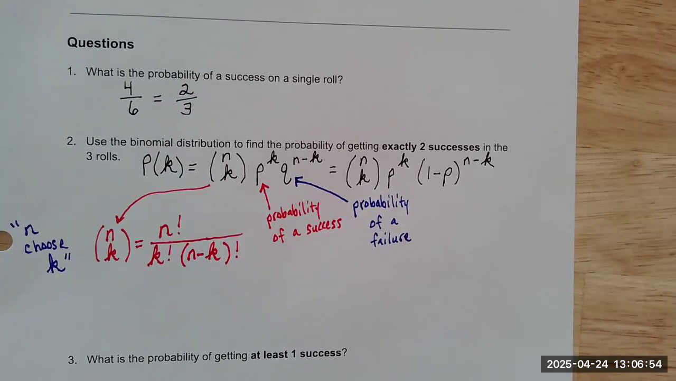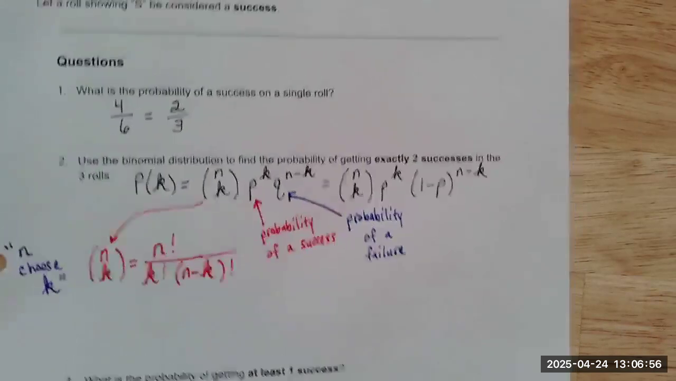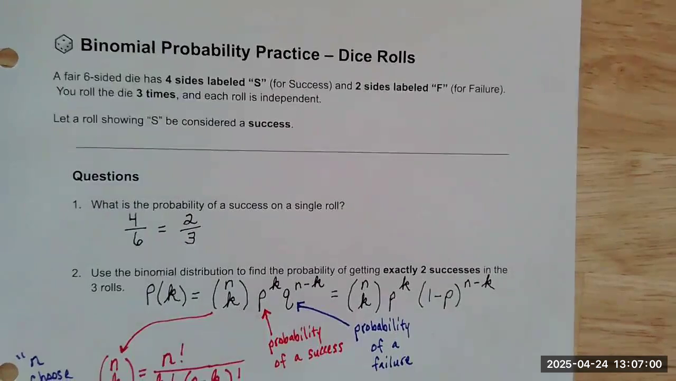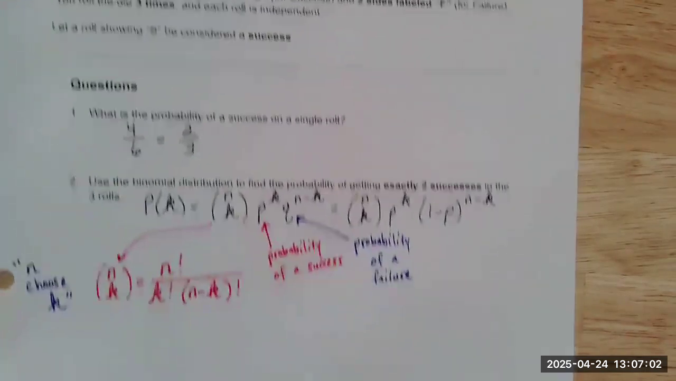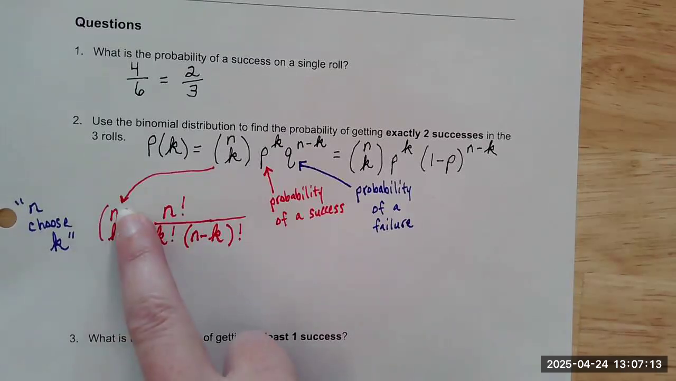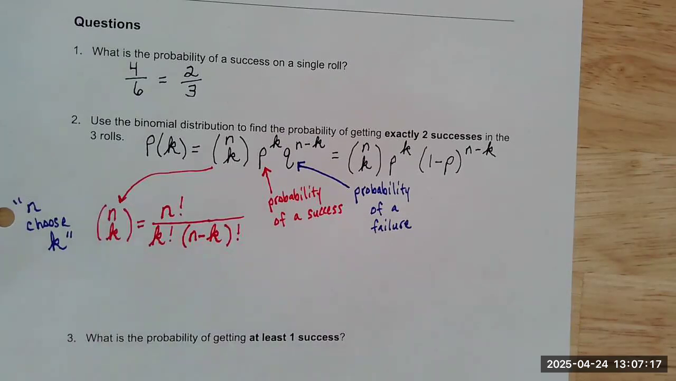In this problem, getting an S is considered to be a success. Okay. So it says, use the binomial distribution to find the probability of getting exactly 2 successes in 3 rolls. The N is the number of rolls and the K is the number of successes.